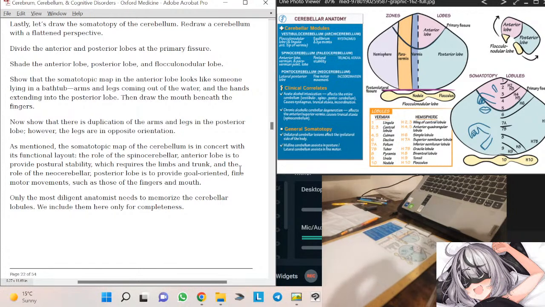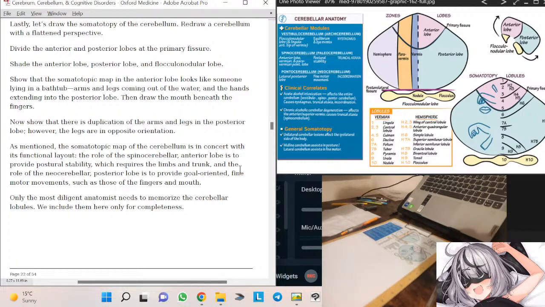And the hands extending into the posterior lobe. Then draw the mouth beneath the fingers. Shoulders, feet. Now show that there is duplication of the arms and legs in the posterior lobe. However, the legs are in opposite orientation.